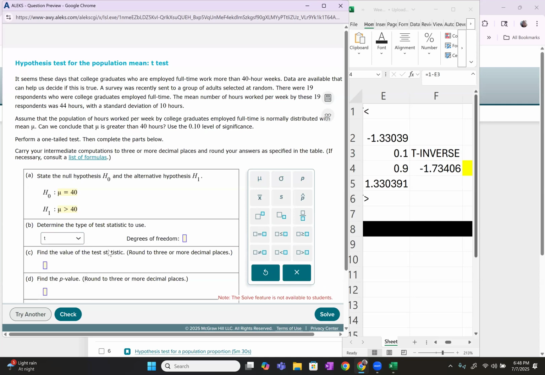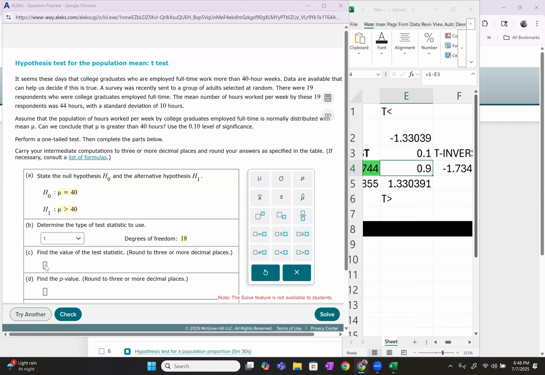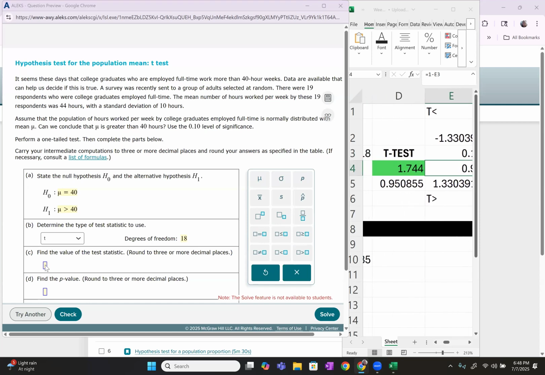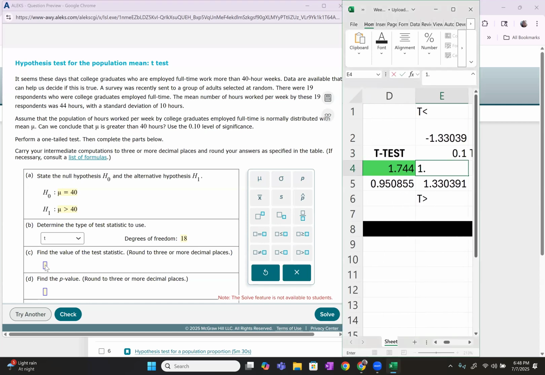And now what type of test? T-test. How many degrees of freedom? 18. What's the test statistic? 1.744.